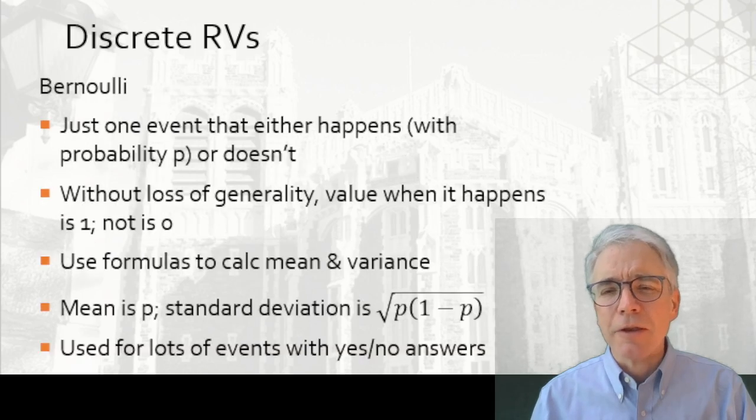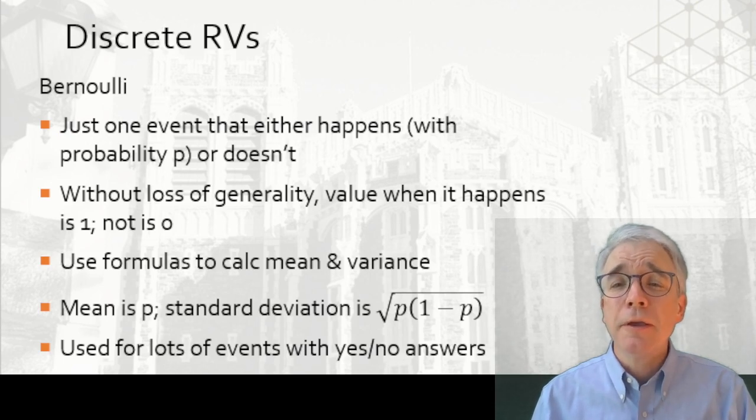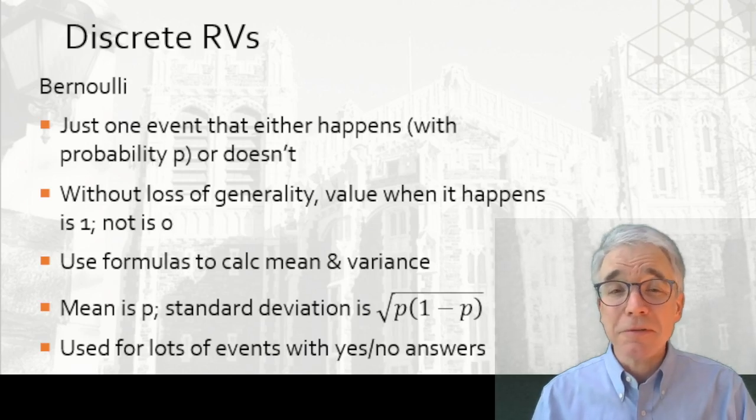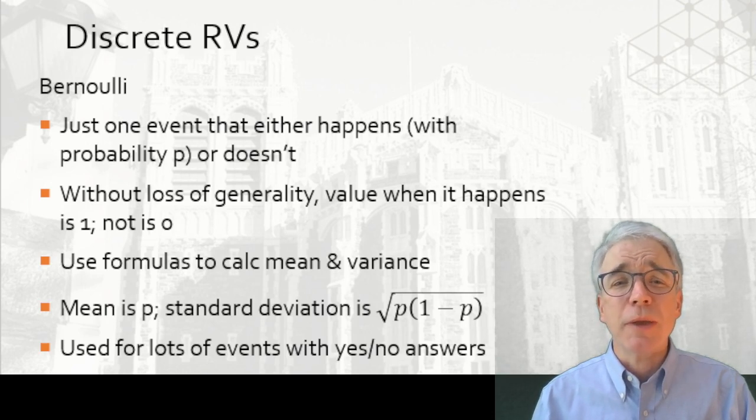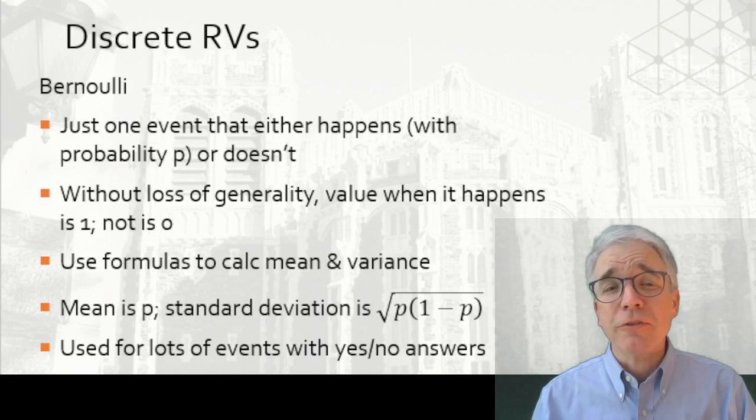It gets complicated pretty quick, but another common discrete random variable we use is Bernoulli, which is where there's just one thing and either that thing happens or it doesn't happen. Just two outcomes. Something happens or not. Without loss of generality, we'll call the value when it happens 1 and the value when it doesn't happen 0. You can put in other values with a bit of linear transformation, those formulas we just reviewed, to calculate the mean and variance. If the probability of a single occurrence happening is p, then the mean is p, and the standard deviation is the square root of p times 1 minus p.